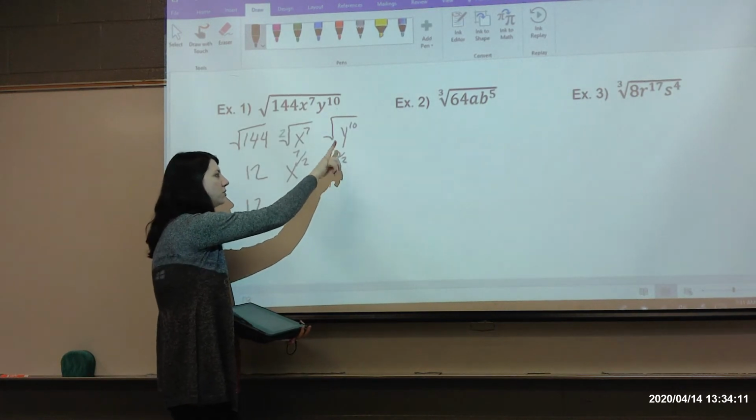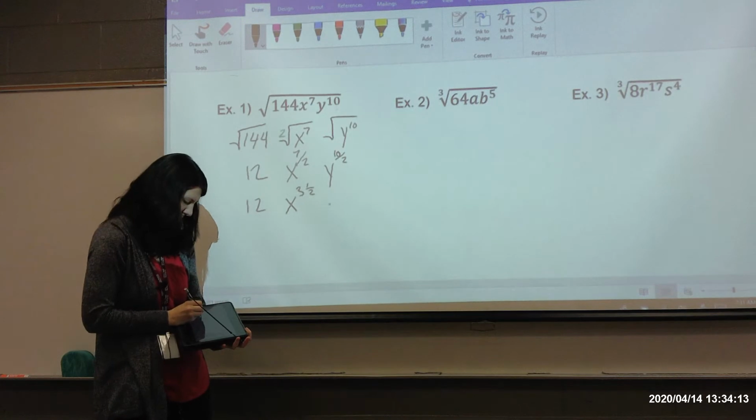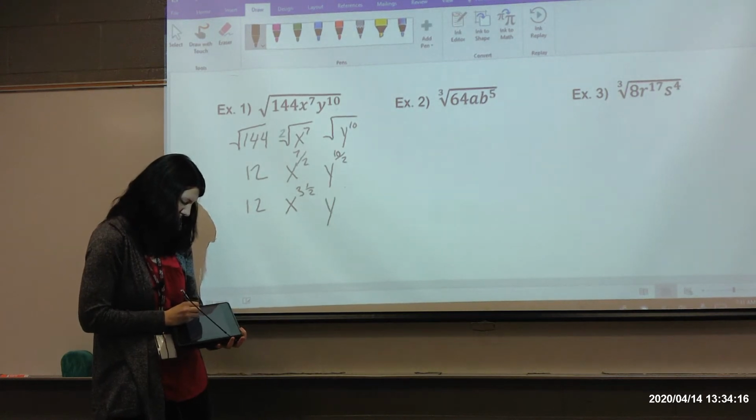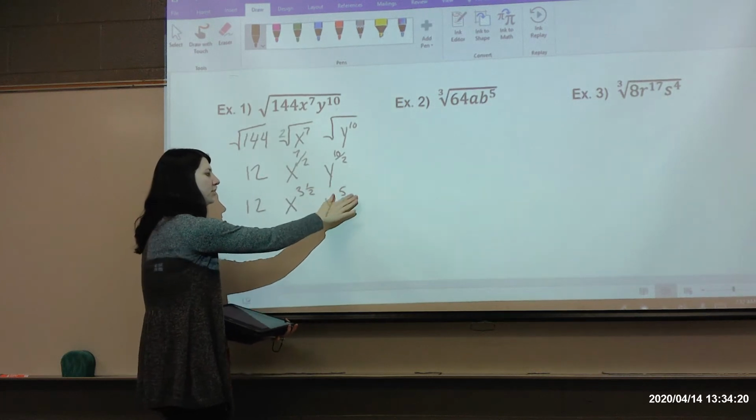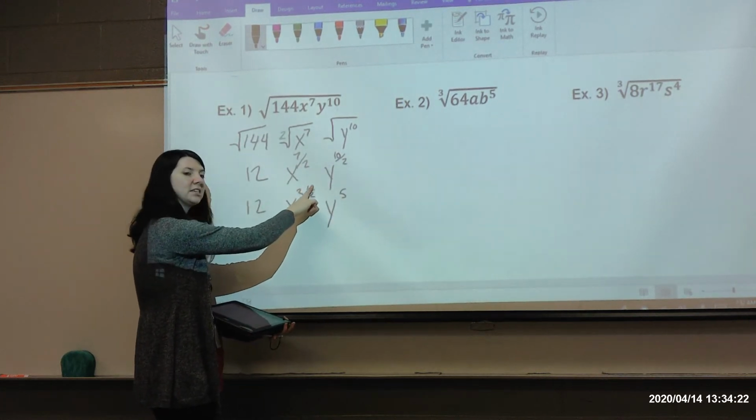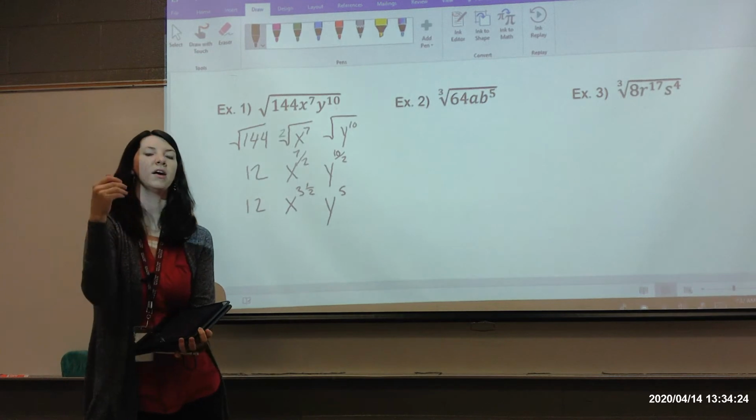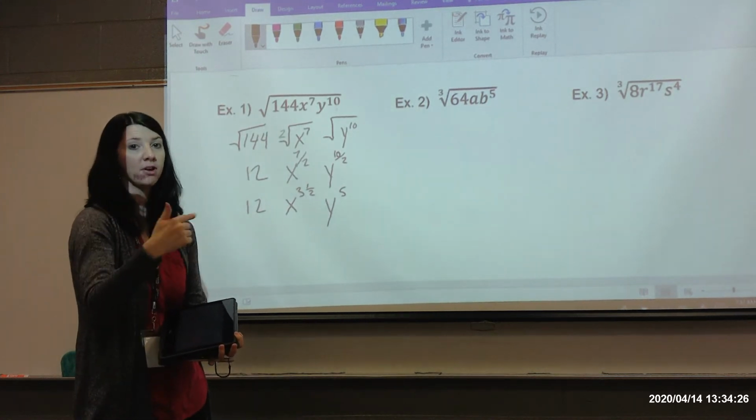Okay, 2 goes into 10 5 times evenly. 10 divided by 2 is 5. So we have x to the 3.5 and y to the 5. This one is fully simplified. This one still has a fraction. Remember, if you have a fraction as an exponent, then you have a radical.